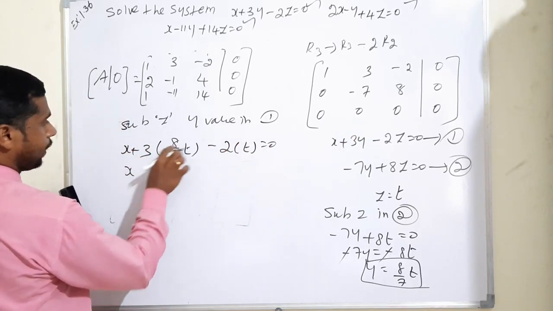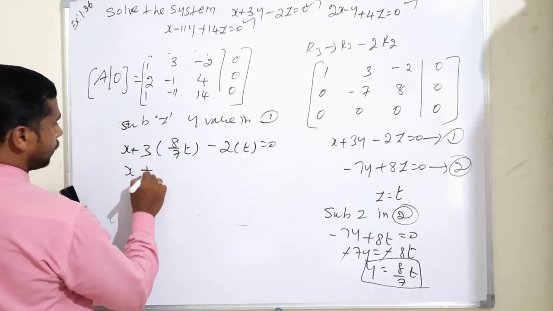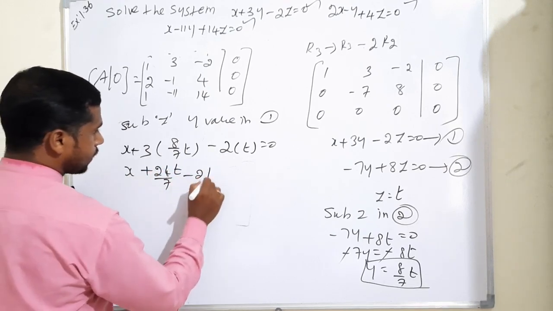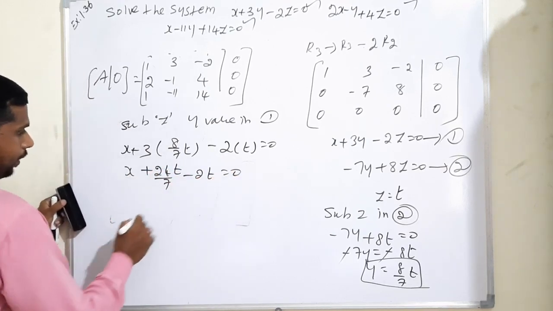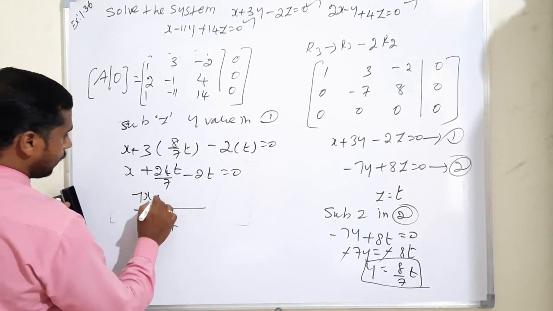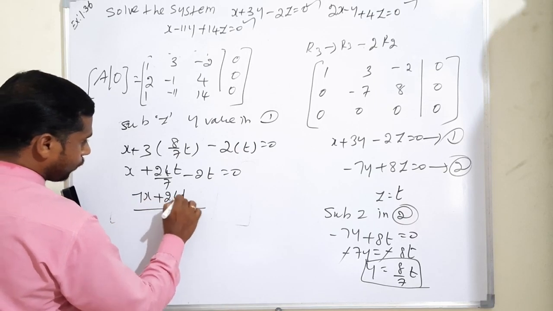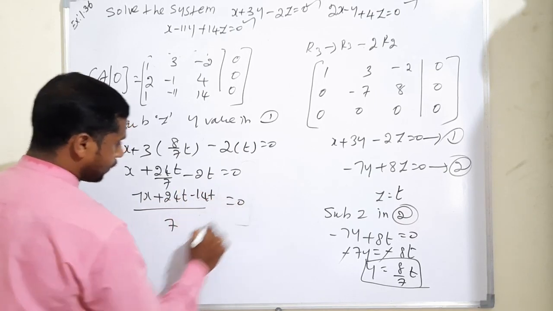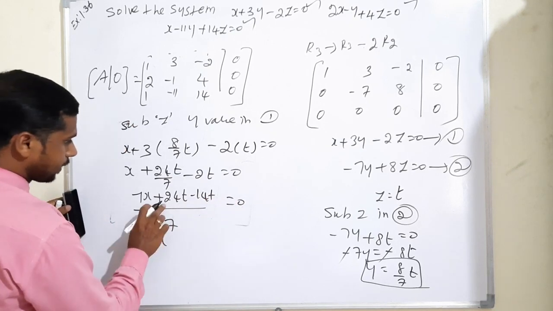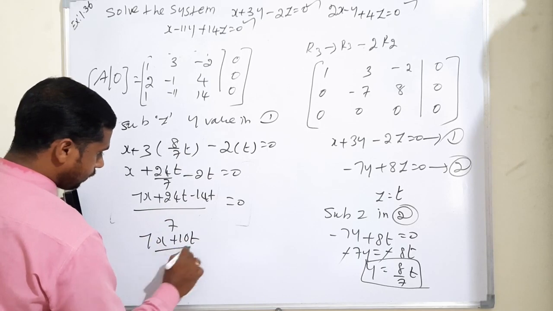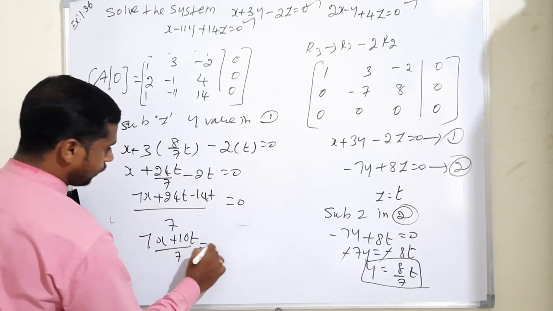Again, x plus 3 into 8, 24, isn't it? Plus 24 by 7t minus 2t is equal to 0. Again, with common denominator 7, what will happen? 7x plus 24t, again 2 7s are 14, minus 14t is equal to 0. Again, 7x plus 24t minus 14t means plus 10t by 7 is equal to 0.